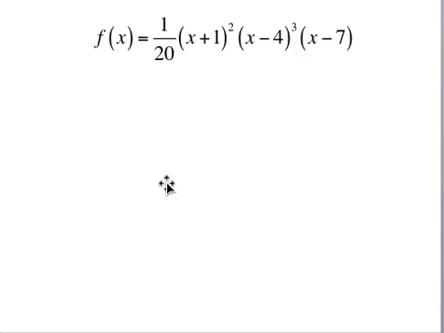Here we're going to have f of x is 1/20th, x plus 1 squared, x minus 4 cubed, x minus 7. So if we want to think about what the zeros are, when does this function equal 0? What will the x values have to be for this to equal 0? Well, -1, 4, and 7. So how do we see -1, 4, and 7 in the graph of the function?